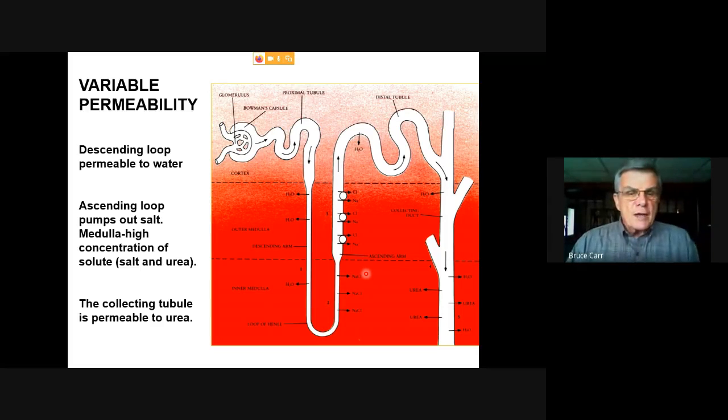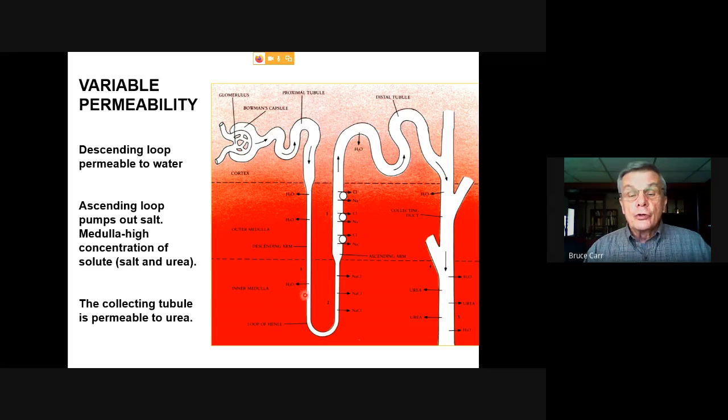Here we see a very extended drawing of the nephron, spreading it out so you can get an idea of what happens in the different sections. You'll notice that filtration occurring here and that constant reabsorption that occurs here is part of the proximal tubule, but as it descends down here, a couple of things happen.